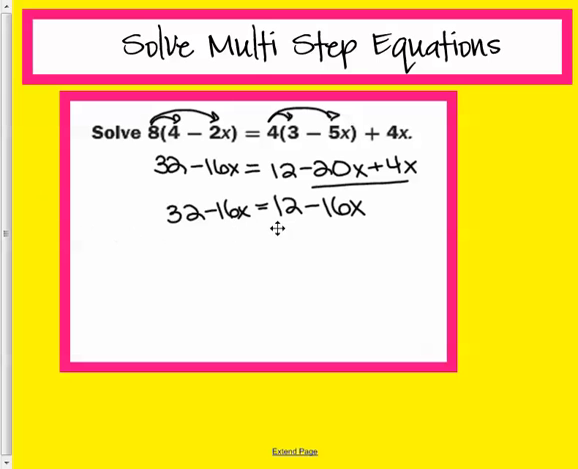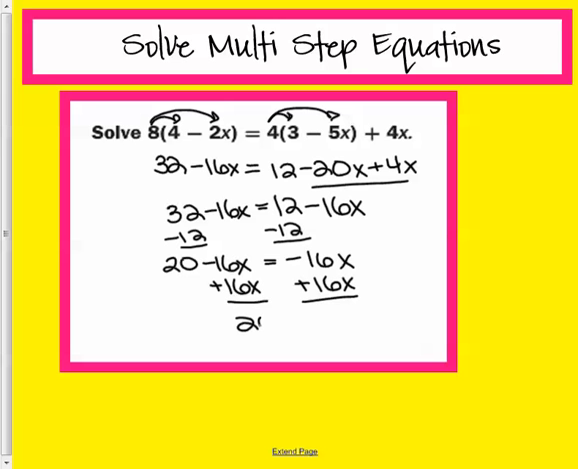Okay, so let's isolate the variable. Let's take 12 away from both sides, and we get 0 on this side with our 16x, so it's -16x equaling -16x and 20. Add 16x to this side, and something crazy is going to happen here. We're going to be left with 20 equaling 0. That's not true. So in this case, the answer is no solution. We have no real numbers that can be plugged in for x for this to work.